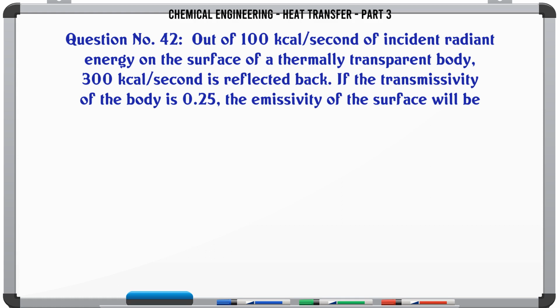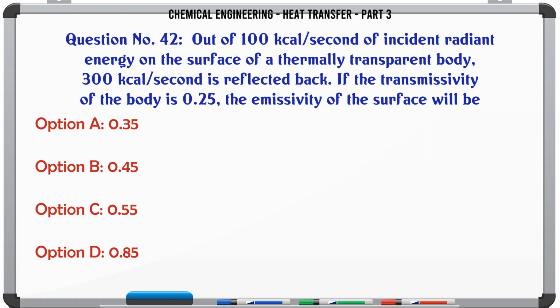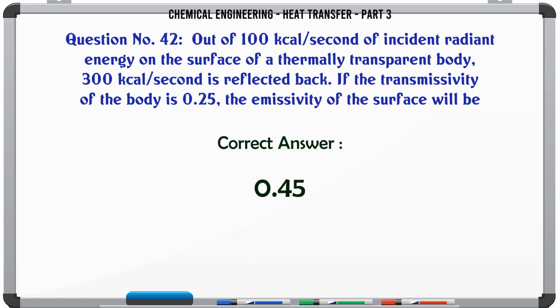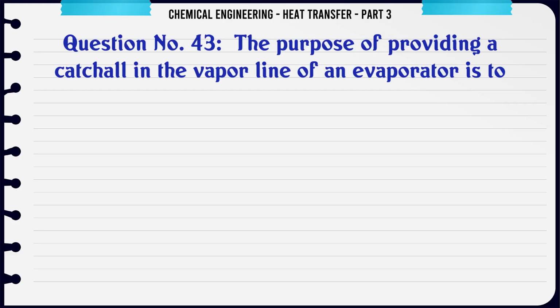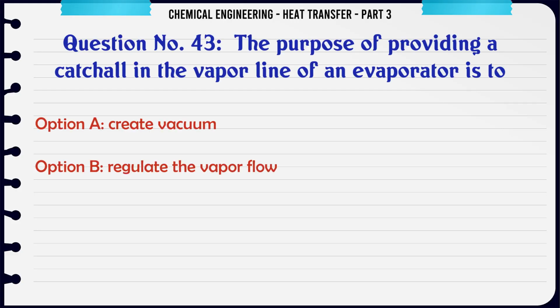Out of 100 kilocalories per second of incident radiant energy on the surface of a thermally transparent body, 30 kilocalories per second is reflected back. If the transmissivity of the body is 0.25, the emissivity of the surface will be A. 0.35, B. 0.45, C. 0.55, D. 0.85. The correct answer is 0.45.